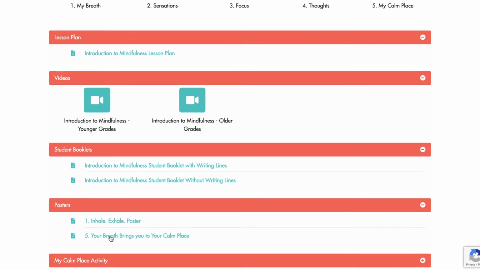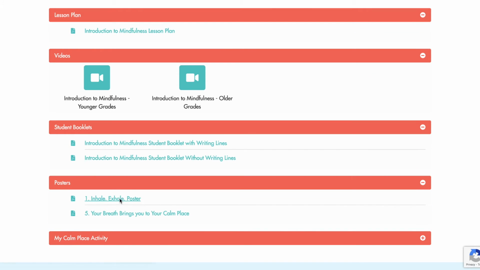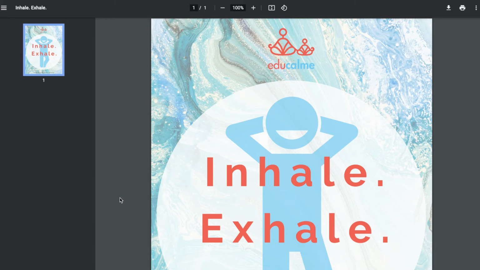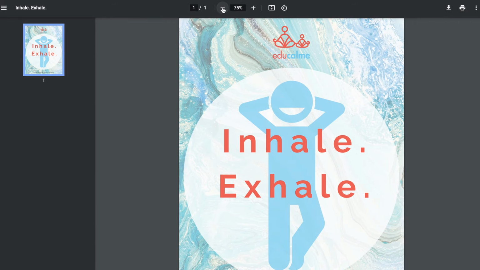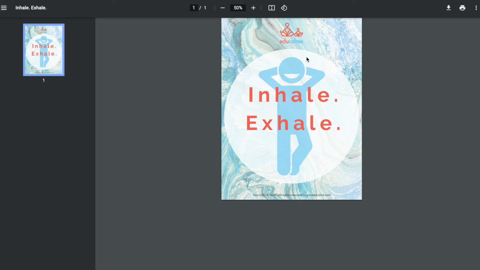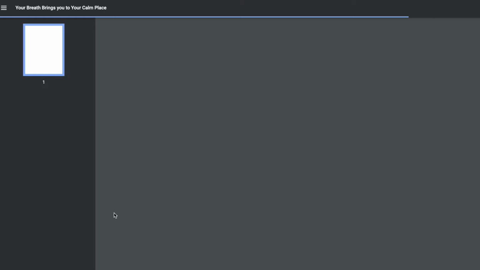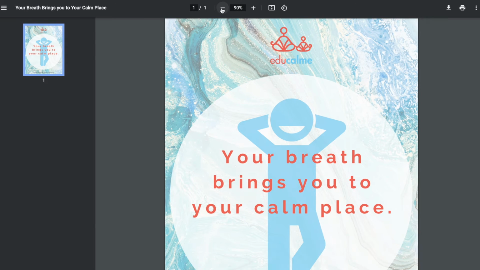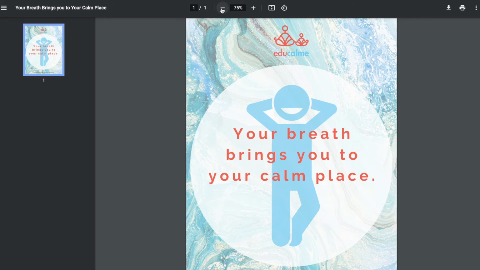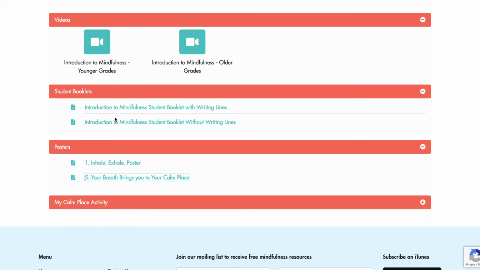Many units have posters. Posters can be used for learning vocabulary, as decor for the classroom that reminds students of the coping strategies they're learning, or they can be projected while listening to an audio. The number in front of the poster name corresponds to the audio it goes with. Some units have vocabulary cards for younger grades or for second language learners.